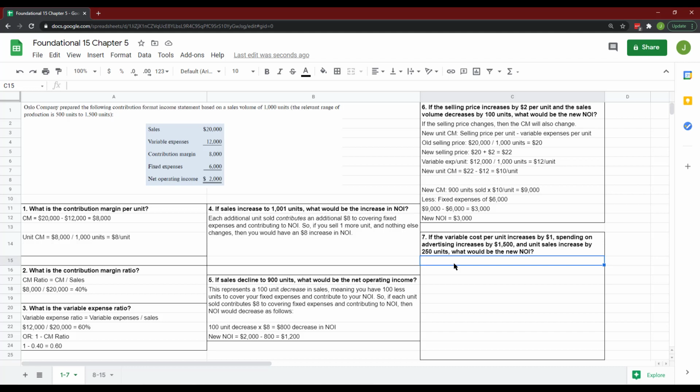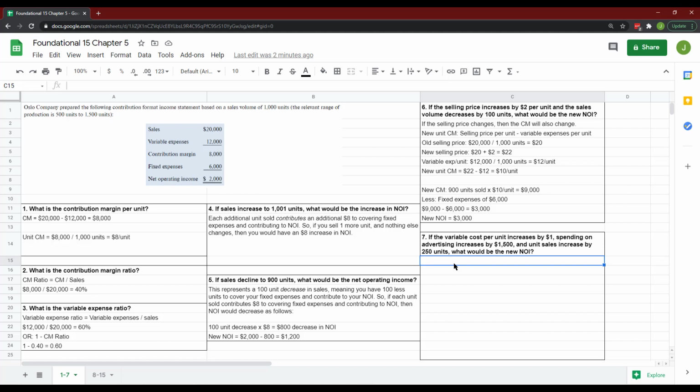So again, with this problem, we're assuming we're resetting back to the original data. So don't go off of what you found for number 6. For this one, it says if the variable cost per unit increases by $1, spending on advertising increases by $1,500, and unit sales increase by 250 units, what would be the new net operating income? So now we're looking at a bunch of things changing.